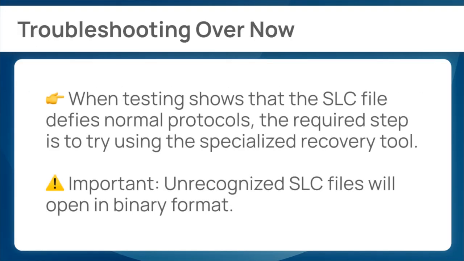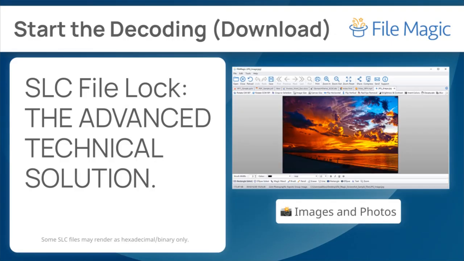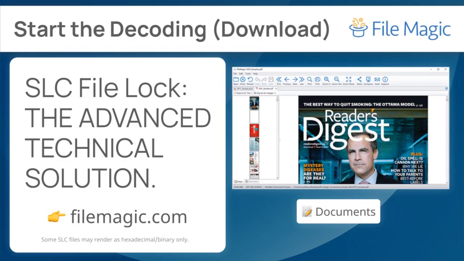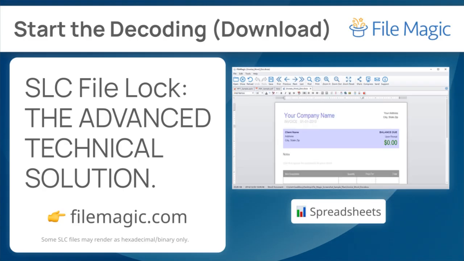If tests show the SLC file is uniquely difficult, the most practical solution is the Universal Viewer. It is built for non-standard files and worth a try. When your SLC file is still locked, the issue is almost certainly due to its niche format, which few programs recognize. FileMagick specializes in reading these obscure file types. Visit filemagick.com for more info.